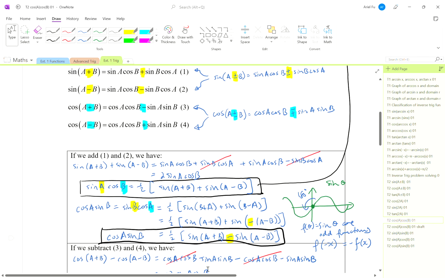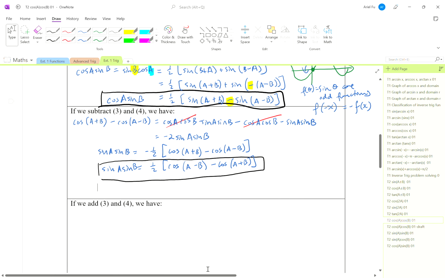Okay, similarly, if I add the last two together, so this time instead of subtracting 3 and 4, we're going to add them. If we add them, cosine A plus B plus cosine of A minus B, you're going to get cosine A cosine B minus sine A sine B plus cosine A cosine B plus sine A sine B. Okay, and over here you will see the sine A sine B part cancels out, leaving you with just 2 cosine A cosine B.